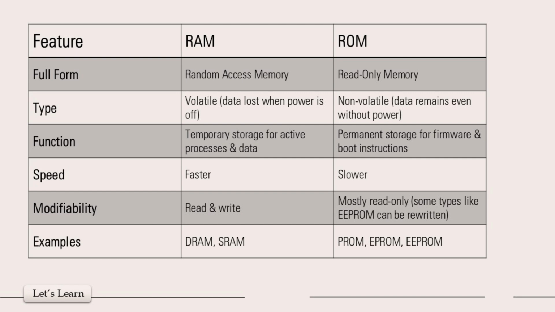To sum it up, RAM is like your workspace, where you keep temporary files while working, and ROM is like a manual, storing permanent instructions that the computer needs to function. Understanding the difference between RAM and ROM is crucial when choosing a computer or troubleshooting performance issues.